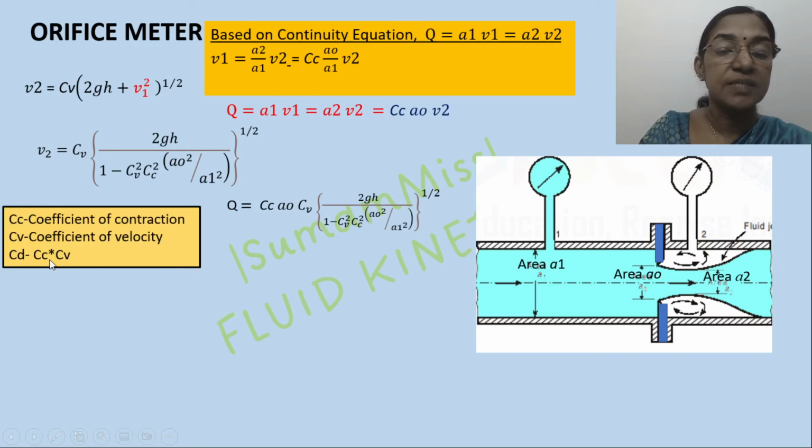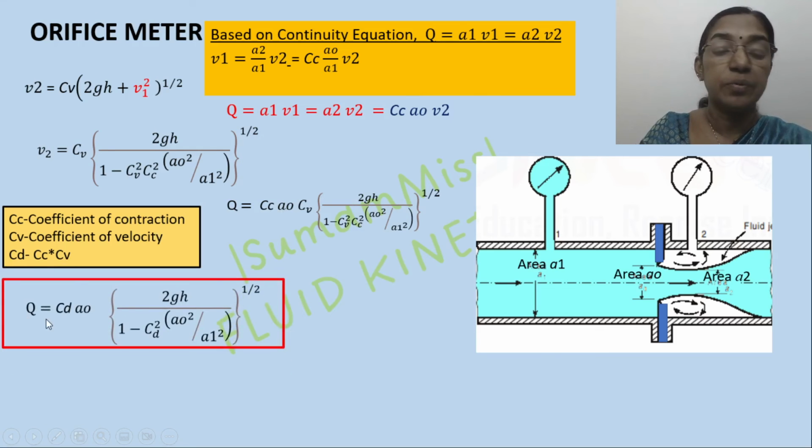So the product of Cc into Cv is indicated by the coefficient of discharge. So this equation is now modified into Q equal to Cd into A0 into, where Cd means the product of Cc into Cv. Here we also replace Cv square Cc square by means of Cd square. So this equation is now turned into this form.